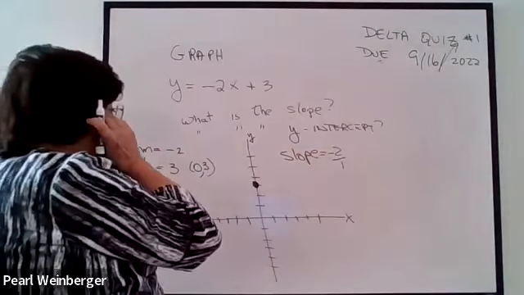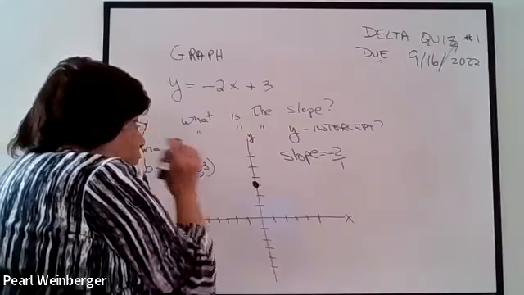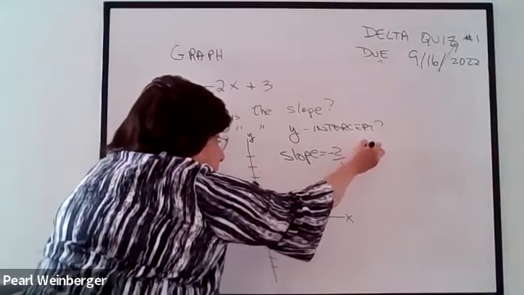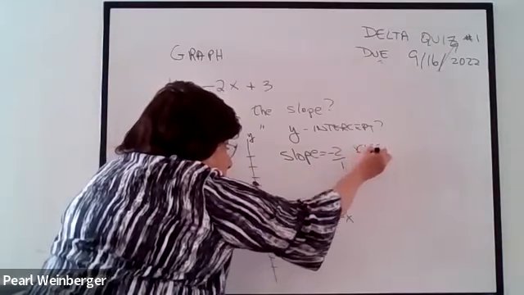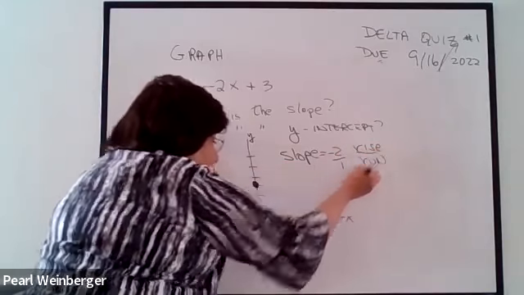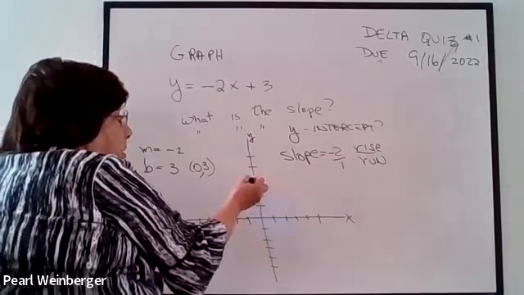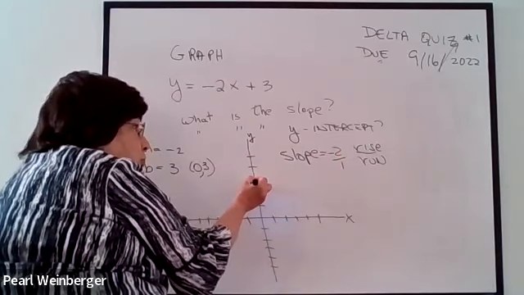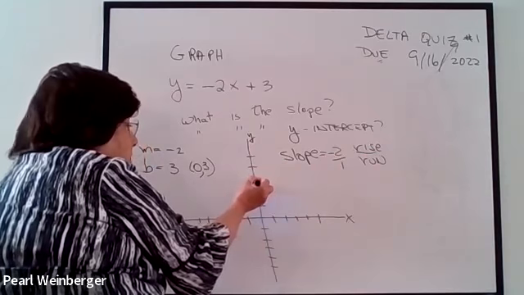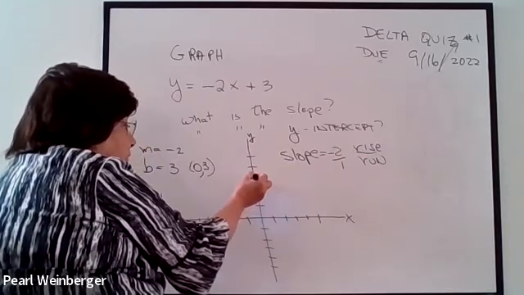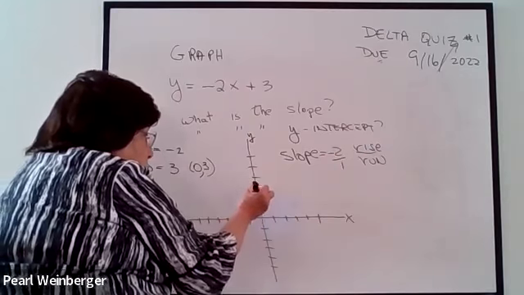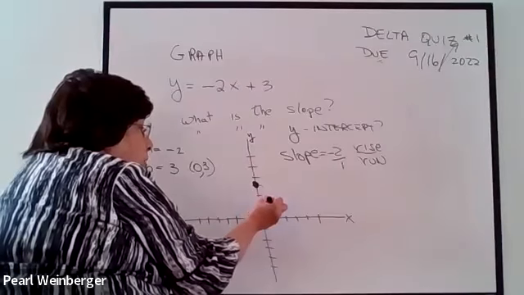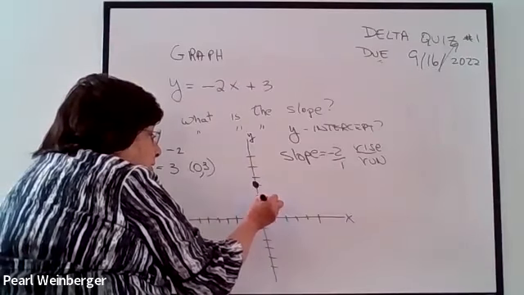So we could write this as -2 over 1, which means, remember, slope means rise over run. That means from the point that you first plotted, that y-intercept, you're going to rise -2. Well, obviously, rising -2 means you're going down 1, 2. And you're going to run 1, that means go over 1 to get to the next point.